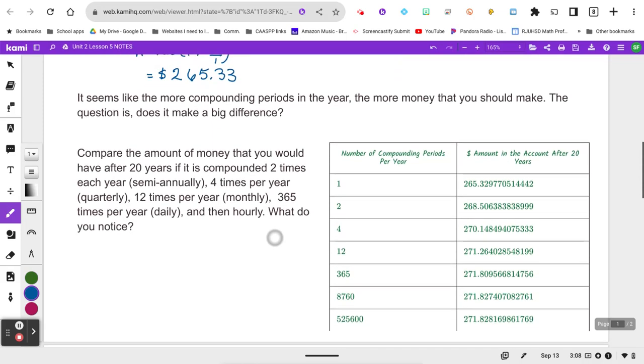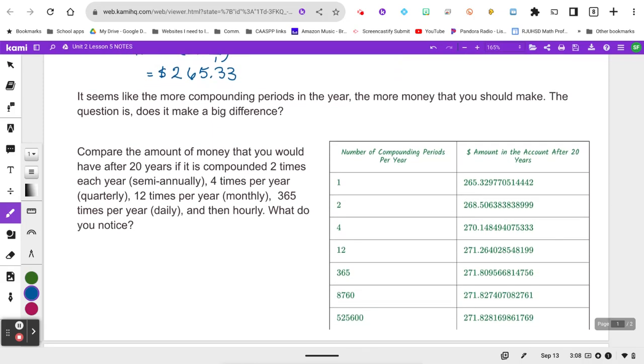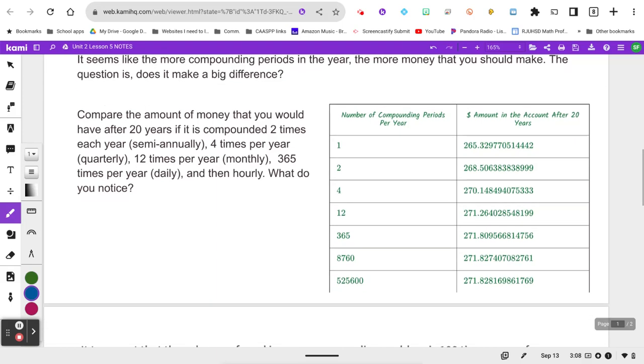Okay. Now it seems like the more compounding periods in the year, the more money you should make. The question is, does it really make a difference? So what you're going to look at is the table on the right, and this one is what would happen if you compounded the amount of money you would have after 20 years, if you compounded twice a year, so semi-annually.